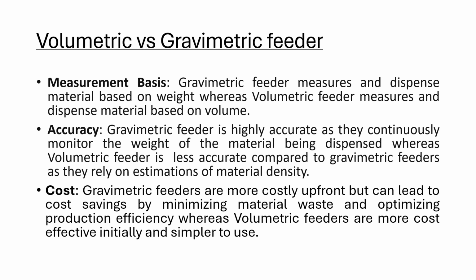Now, the third point is cost. Gravimetric feeders are more costly upfront but can lead to cost savings by minimizing material waste and optimizing production efficiency, whereas volumetric feeders are more cost effective initially and simpler to use.